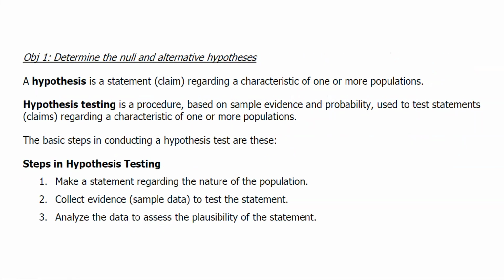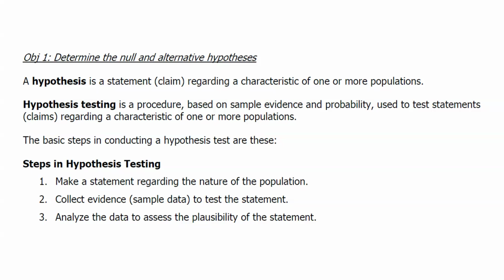All right, objective number 1. Determine the null and alternative hypothesis. So a hypothesis is a statement or claim regarding a characteristic of one or more populations. Hypothesis testing is a procedure based on sample evidence and probability used to test statements or claims regarding a characteristic of one or more populations.